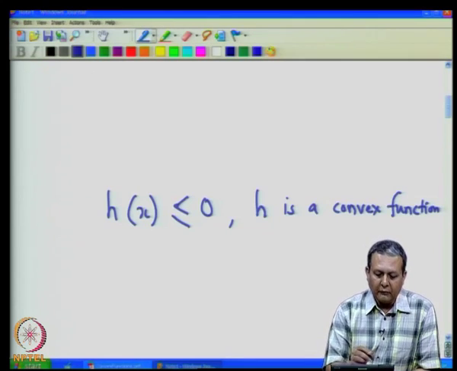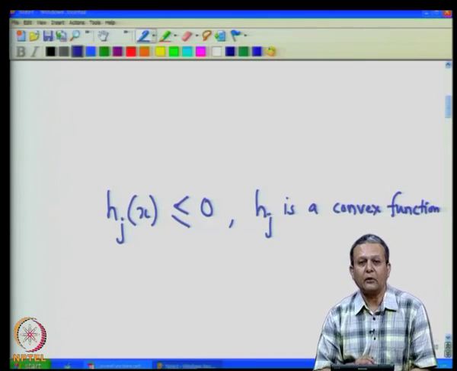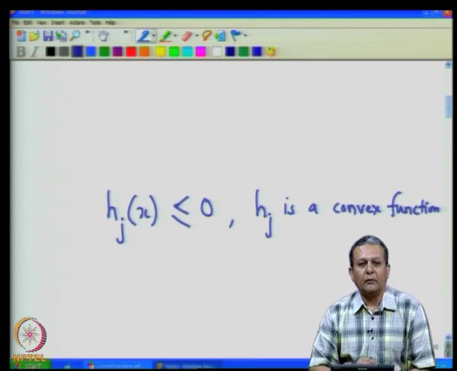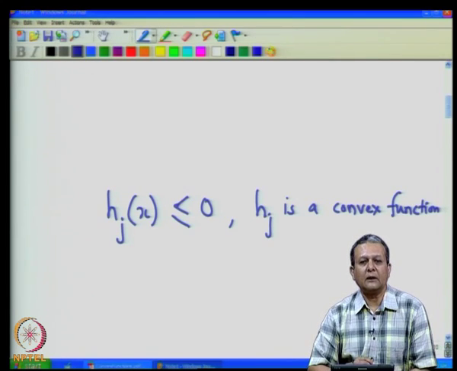Now, we can take different convex functions. So, let us call them h_j, where each h_j is a convex function. So, for each h_j, the set of all x such that h_j(x) is less than or equal to 0 is a convex set. And now, what we are going to do is take the intersection of all these convex sets.